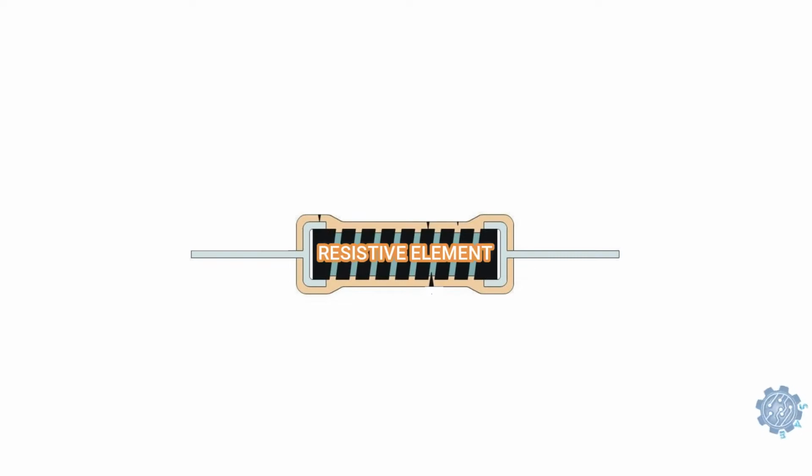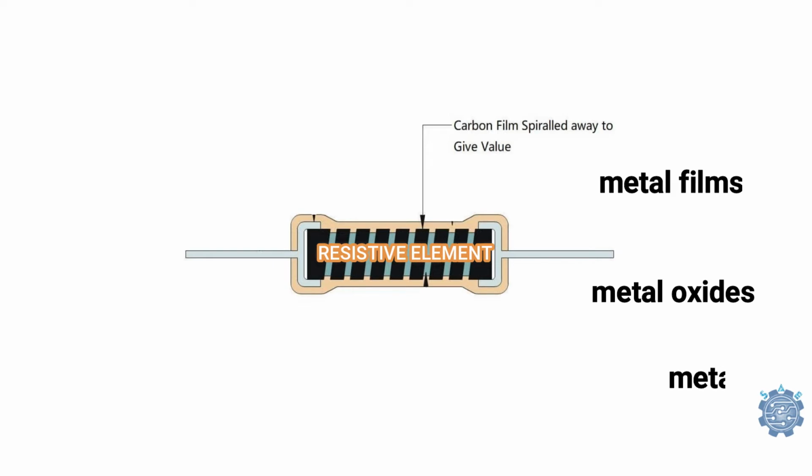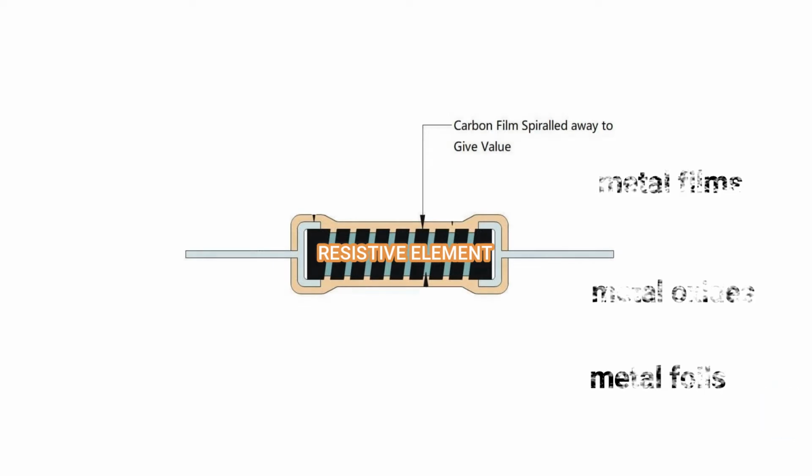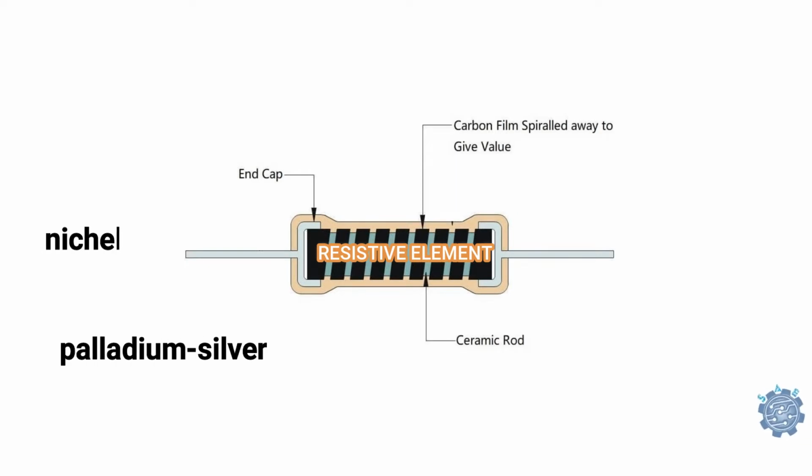Let's look at the structure of the basic resistor. Resistive elements are the main elements in their construction. Such an element consists of a conductor material that determines how many electrons, that is electrical current, can pass through it. It can be created from carbon films, metal oxides, metal foils, and others. It needs contact elements to connect the resistive elements with the terminals, and these contacts are usually made from nickel or palladium silver.